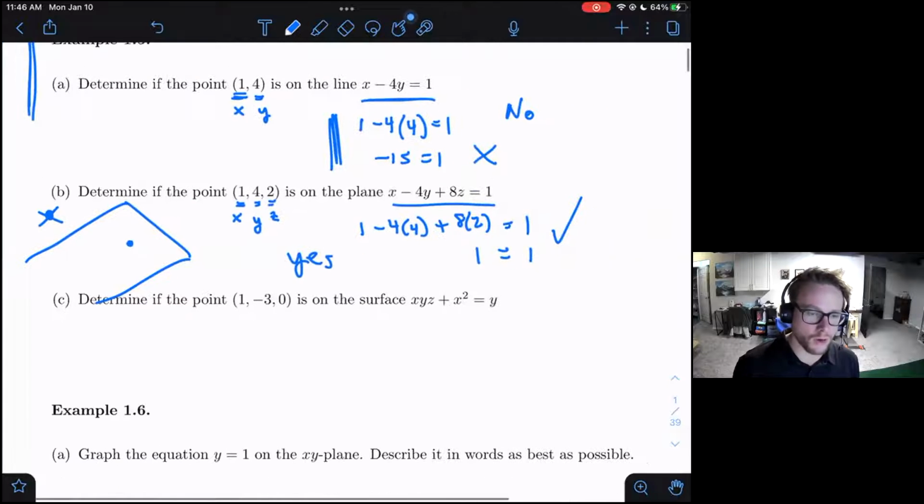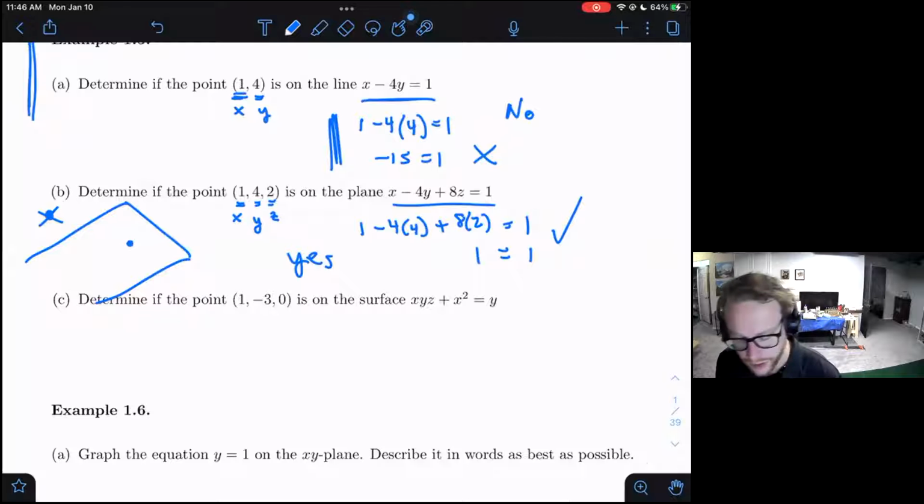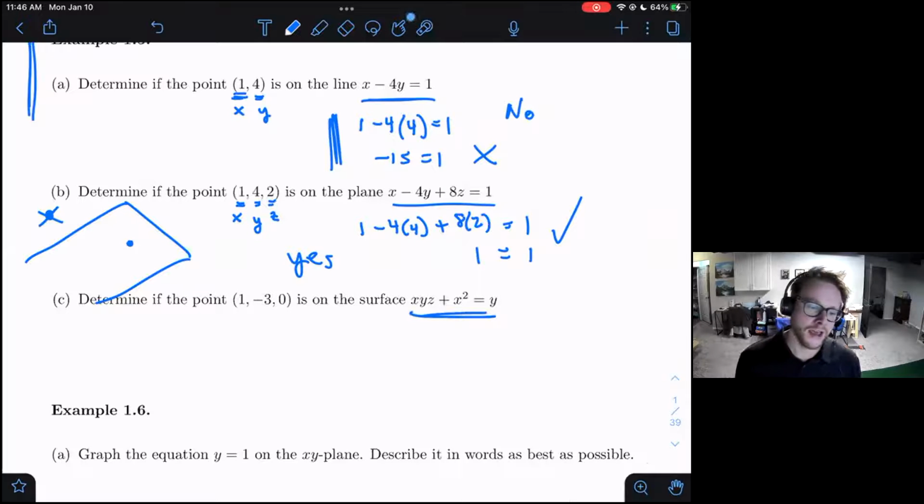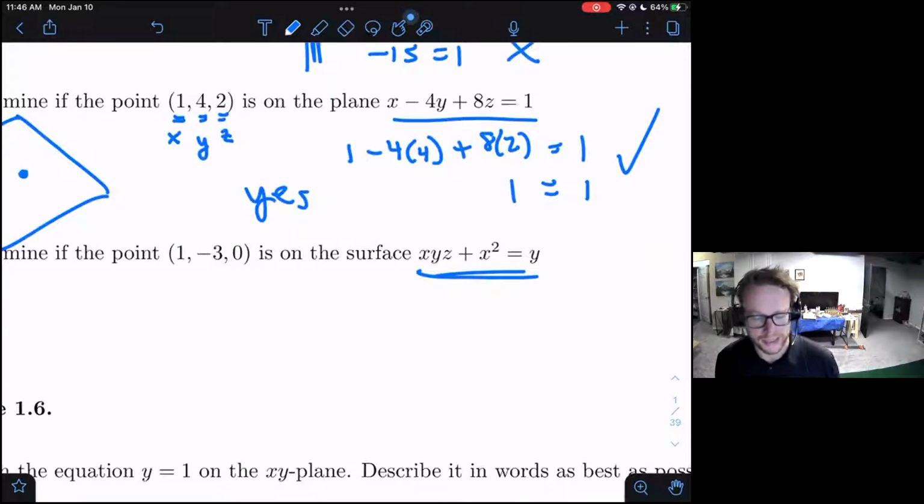Okay. Moreover, we don't have to have such nice, simple equations. You can have relatively complicated equations, and the game really is not that much more difficult, right? So again, we have X's, Y's, and Z's. We can just plug these things in.